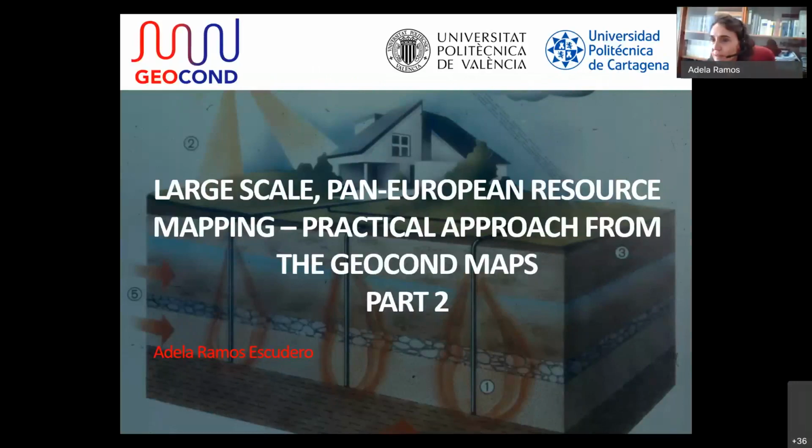So yes, hello, good afternoon, everyone. Following the Burkhard part, I'm going to show you the work that was done apart from and following the Geocond project, to turn the spatial proposed maps into more holistic resource mapping. So this was a work done between the University of Valencia and the University of Cartagena.